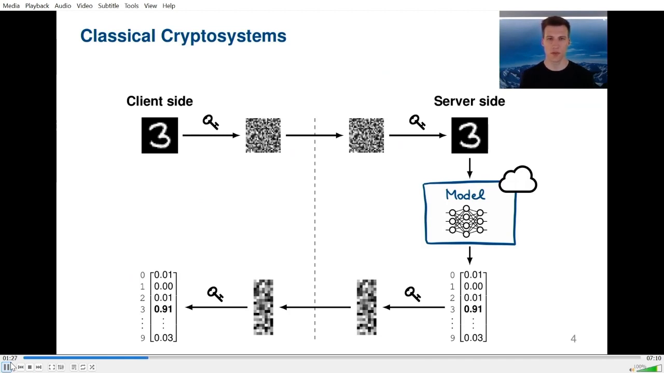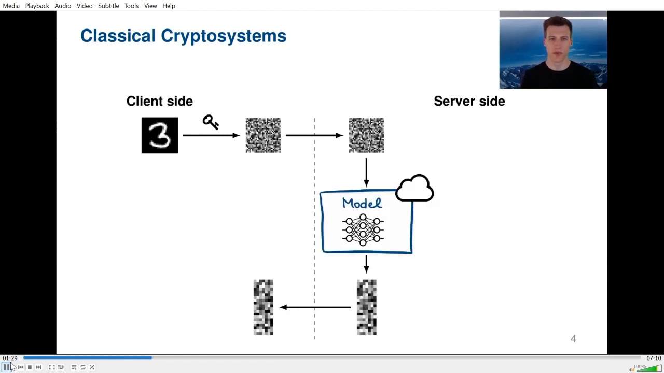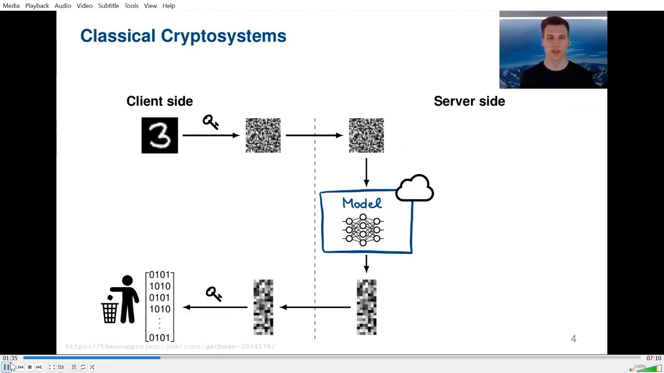To overcome this, we could ask the server to perform the evaluation on the encrypted input. However, with classical crypto systems, this results in garbage output after decryption. And this holds not only for machine learning models.